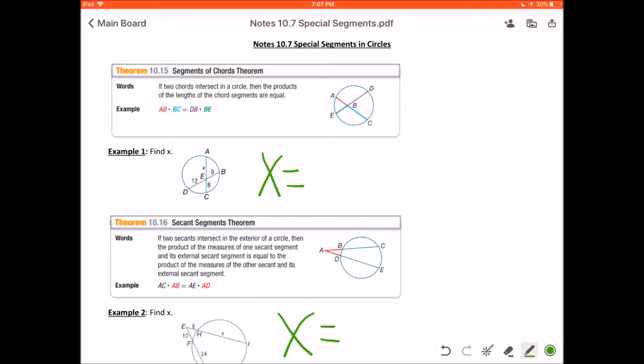Yo, what's up, guys? So let's do some circles today. The section we're doing today is 10.7 and 10.8, circle segments and circle equations.